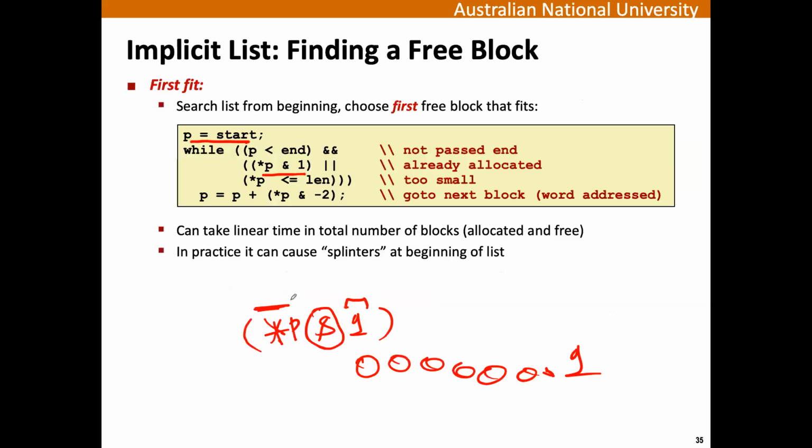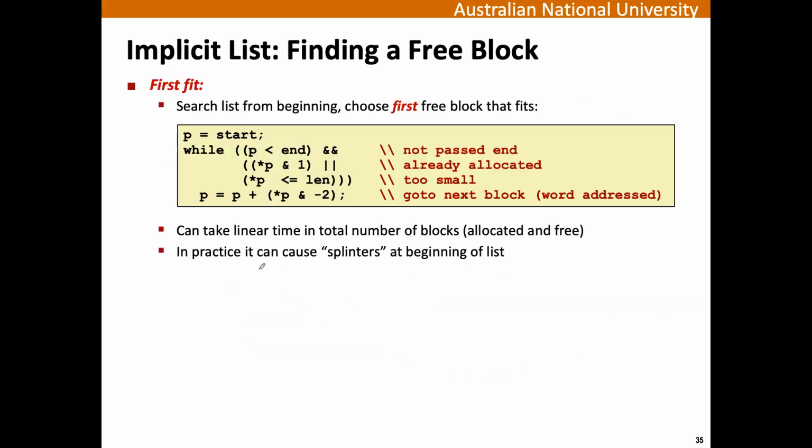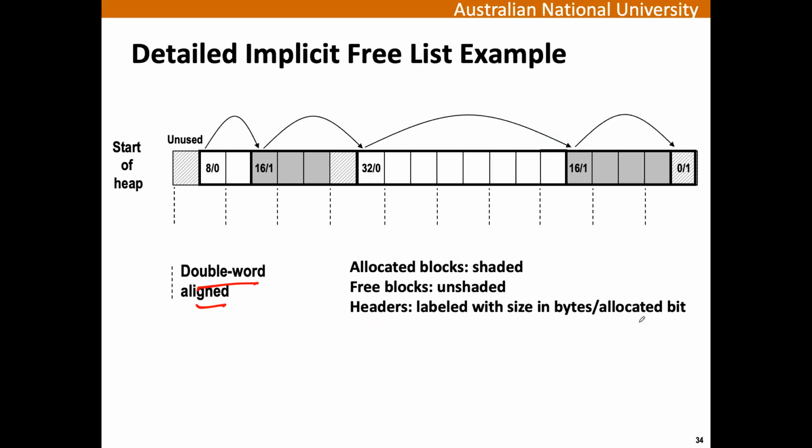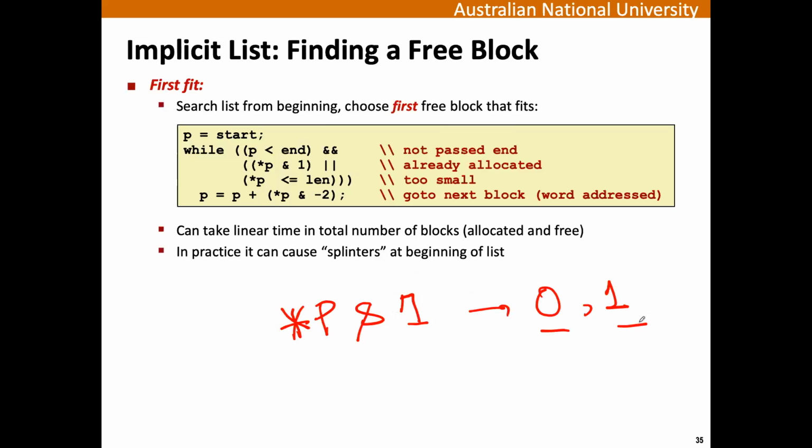How do I check if a block is allocated or not? I grab the size and I do a bitwise AND with 1. This will either return 0 or 1, and it will tell me whether the block is allocated or not. This is a bitwise AND. All zeros and the least significant bit is 1. So you're trying to read the least significant bit, which tells you if the block is allocated or not.